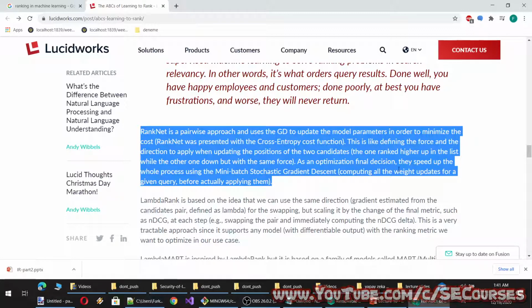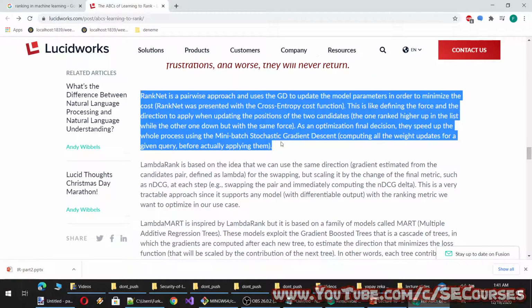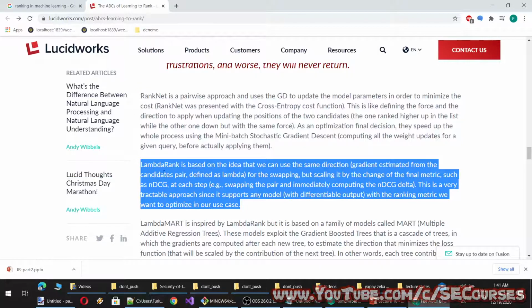RankNet was presented with the cross-entropy cost function. This is like defining the force and the direction to apply when updating the positions of the two candidates, the one ranked higher up in the list while the other one down but with the same force. As an optimization final decision, they speed up the whole process using the mini-batch stochastic gradient descent, computing all the weight updates for a given query, before actually applying them.